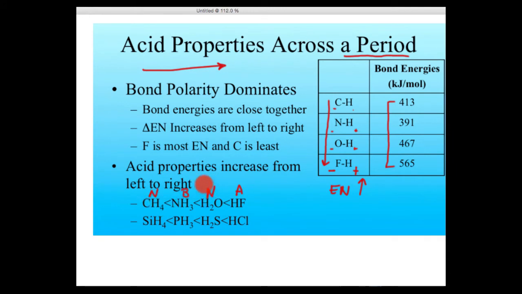This is neutral because it's in the middle. It can either be a base or it can be an acid. This is neutral not because it can form either one. It's not amphoteric is what I'm getting at.